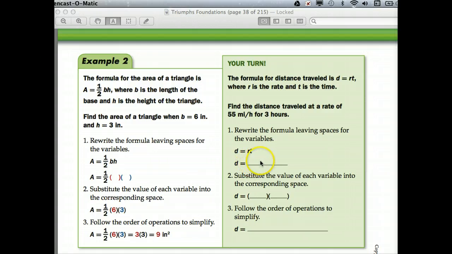And we're going to put two sets of parentheses here, one for rate and one for time. This line right here is what this line should look like. But now we're going to fill in these blanks. So the rate, we're told, is 55, and the time is 3 hours. So now we're going to follow the order of operations. So D is equal to 55 times 3, which is 165 miles.